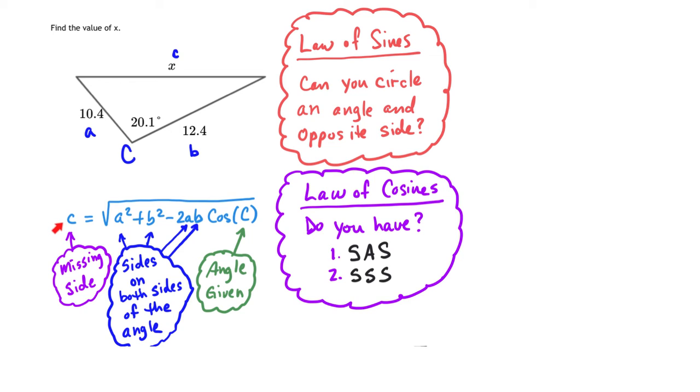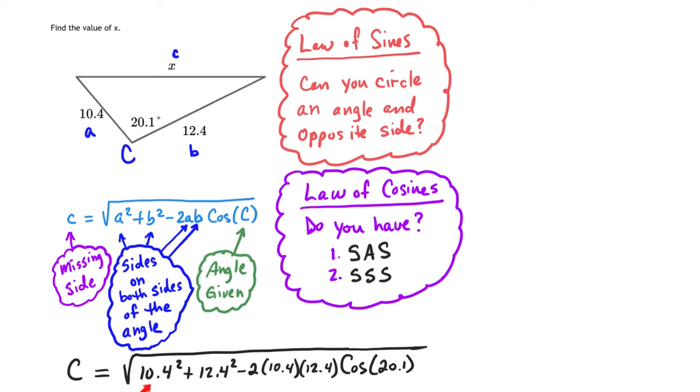And then from there, what we want to do is figure out how to put this information into the formula. It's not that difficult. But really all you're going to do is say C, this missing side, is going to equal a squared, 10.4, plus 12.4 squared, minus 2 times the exact same a again, which is 10.4, times 12.4, times the cosine of my angle, 20.1. When I do that all written out, it looks like this. 10.4 squared, 12.4 squared, minus 2 times 10.4, and so on.